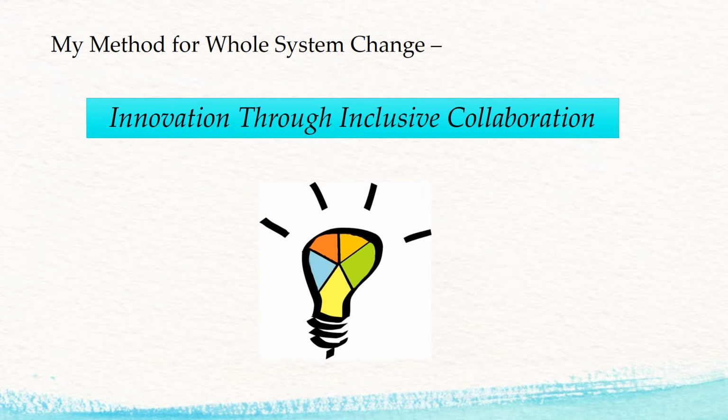My exploration and development of my OD library has led to my discovery of my method for whole system change. Innovation through inclusive collaboration captures my belief that we all have the answers to our desired changes within each of us, and that by leveraging our assets as individuals, we can make a profound impact as a team. I illustrate my method through the use of an energized light bulb that is divided into many colors. Each color represents a different person on a team who brought his or her gifts to energize the light bulb of innovative thought.